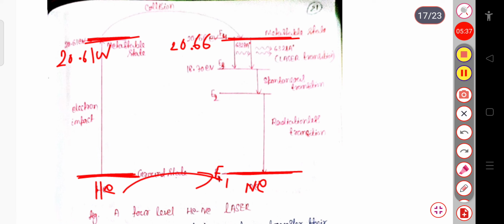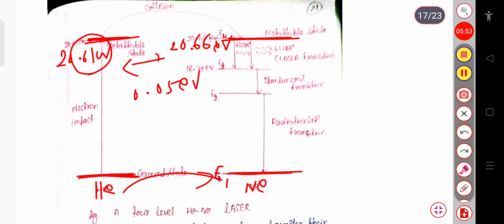So after the excitation, here the helium atom has the energy 20.61 eV. Here the neon atom has the energy 20.66 eV. So the difference between these two is your 0.05 electron volt.